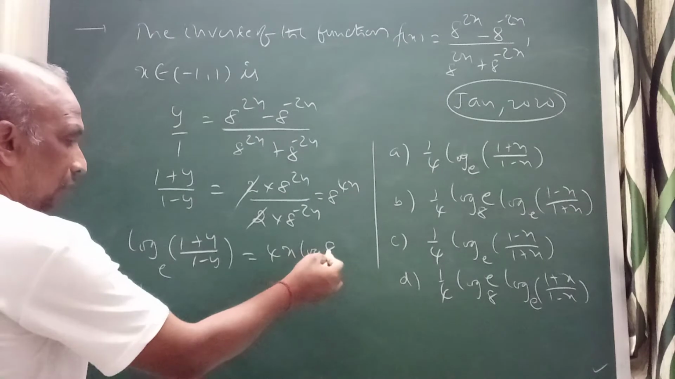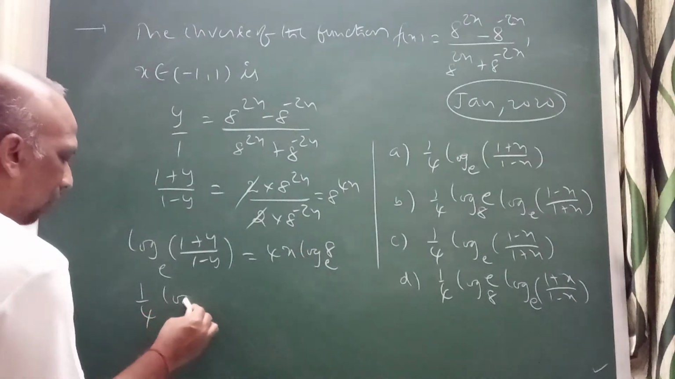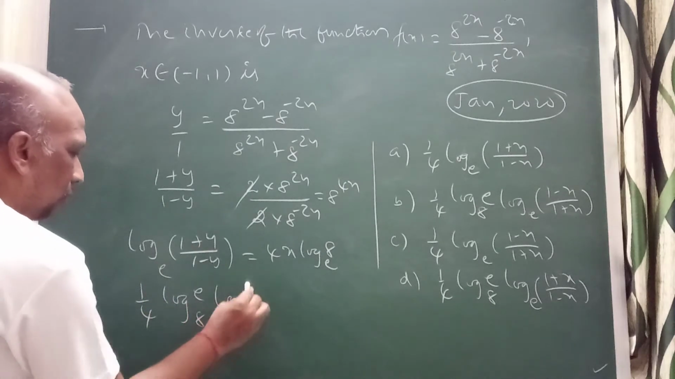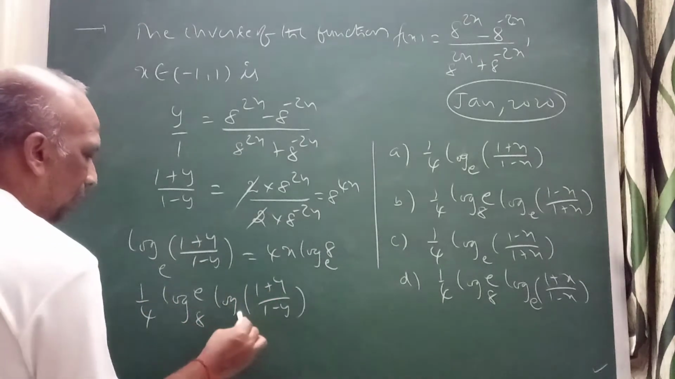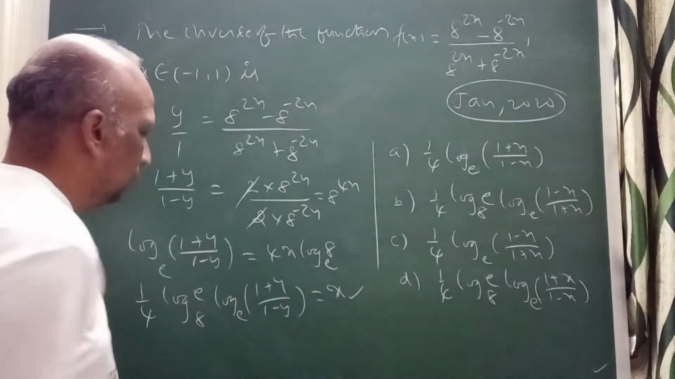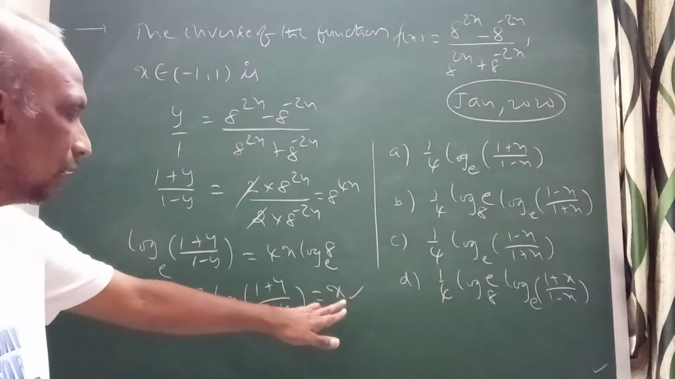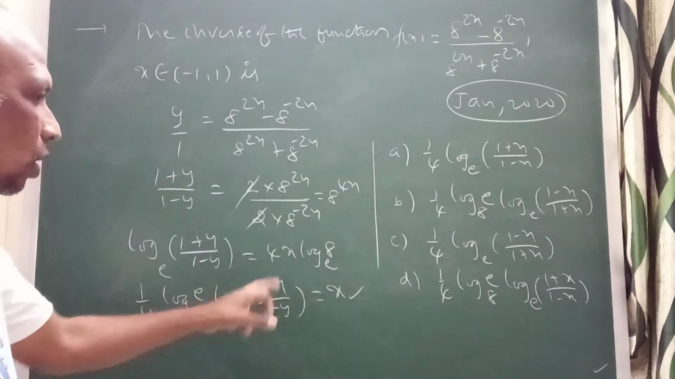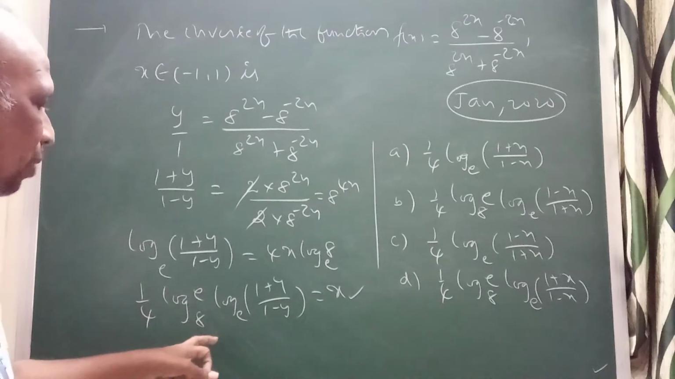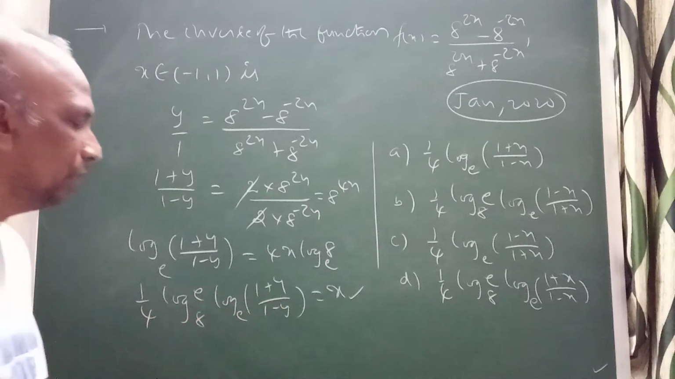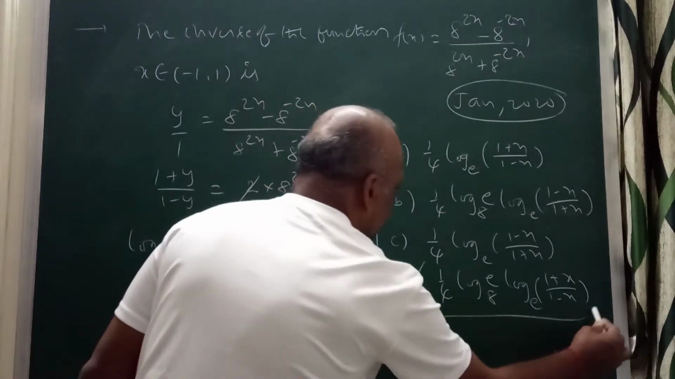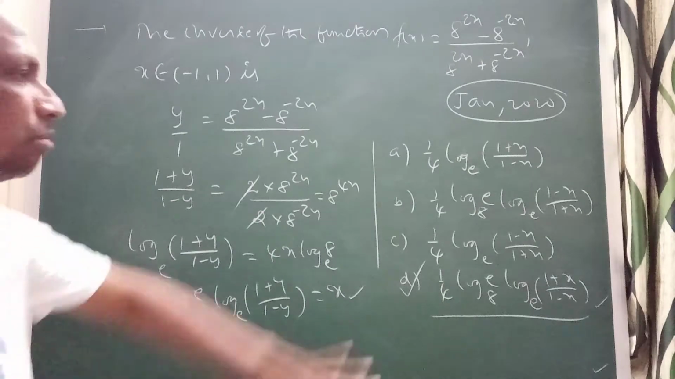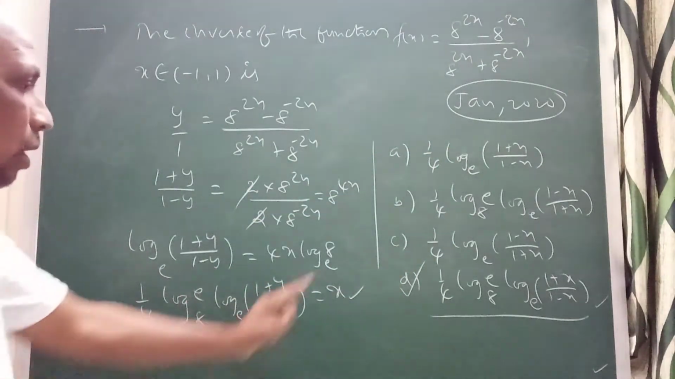Definite answer should be 1 by 4. And x is equal to, log 8 base e will come this side, so it will be log e base 8 into log of 1 plus y by 1 minus y base e equal to x. So this is x in terms of y, this is f inverse of x. Replace y with x: 1 by 4 log e base 8, log of 1 plus x by 1 minus x base e. Your answer is option D. So you should be careful when you are selecting the answer.